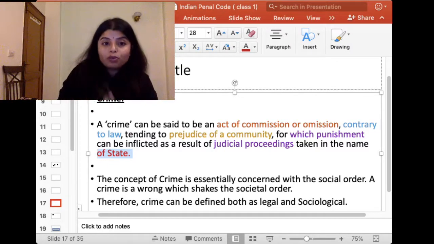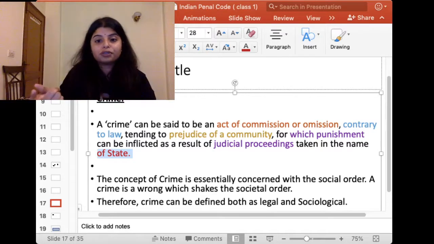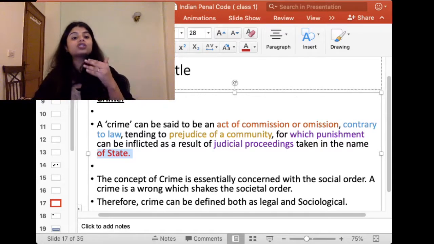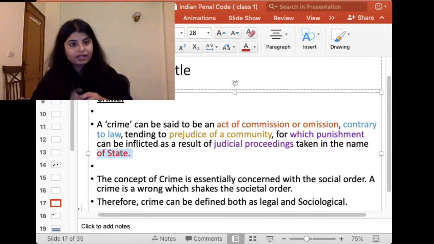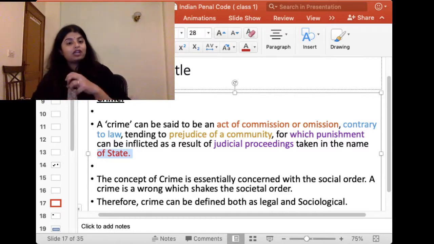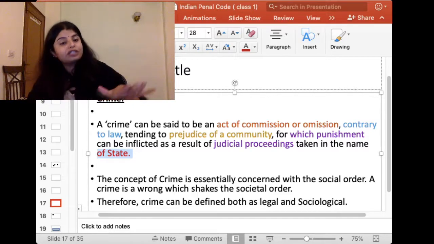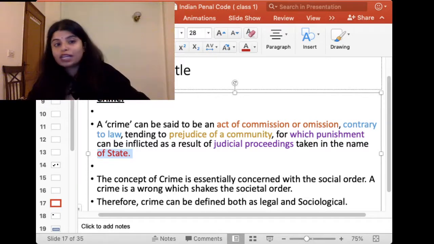So it can be omission and it can also be commission. And which is contrary to the law. It is very necessary to make it an offense. It should be contrary to the law. If it is not against law, it cannot be an offense. Right? Third point is that it prejudices the community.